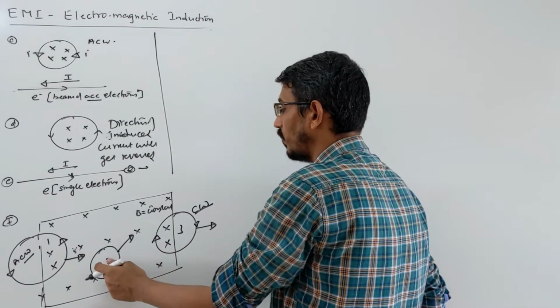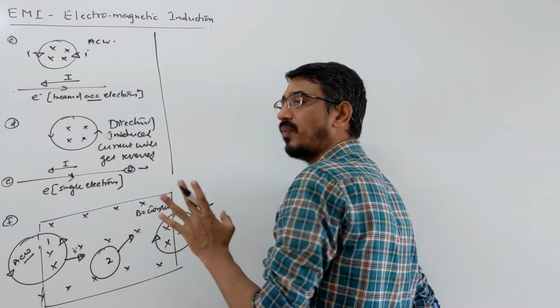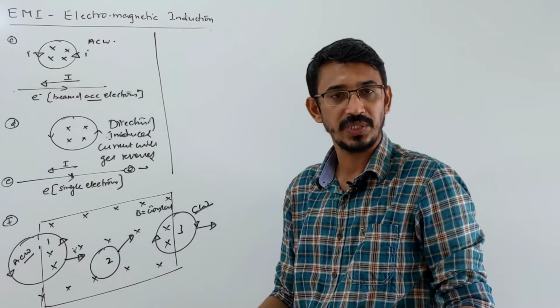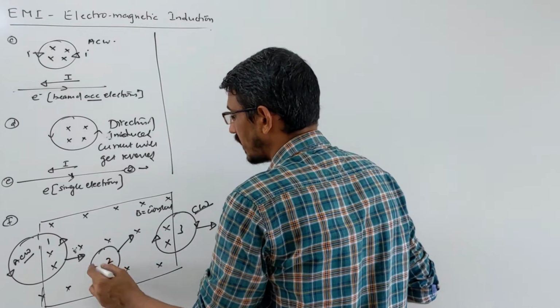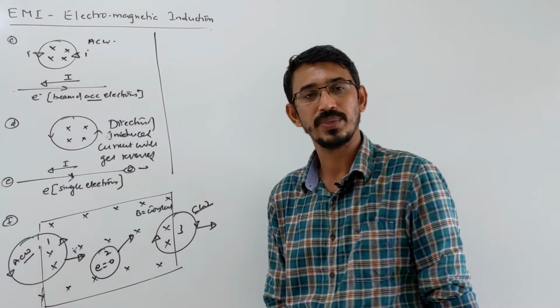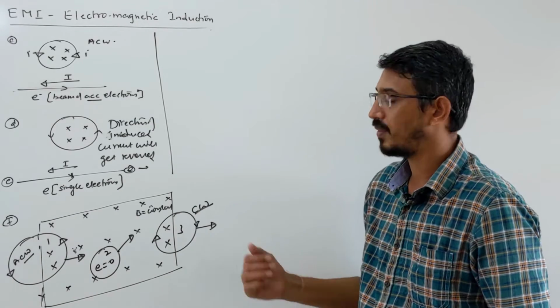Now what happened to the third loop? Here it is moving completely inside the magnetic field, fully. So the magnetic field linked with this is what? Not changing, constant magnetic field. So in this case, loop number 2, no EMF will be induced, no current will be induced. Yes or no? Hope you understood this now, okay?